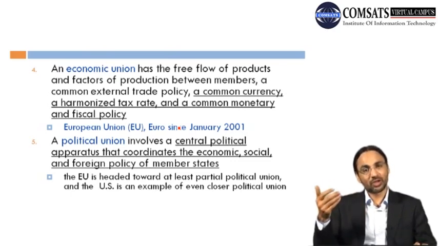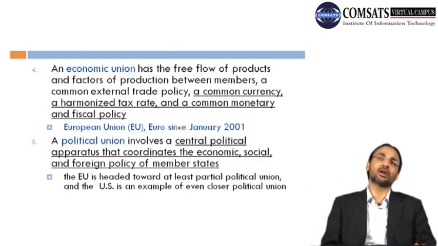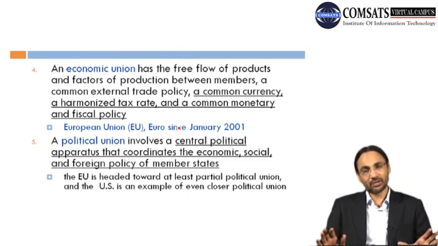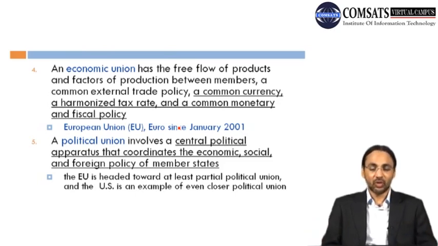So foreign means political: what are their political relationships with other countries, and these relationships should be the same. In a way, we can say that their liking and disliking of other countries should be the same. Their friendship should be the same with the other countries. The EU is headed towards at least partial political union, and the US is an example of even closer political union.